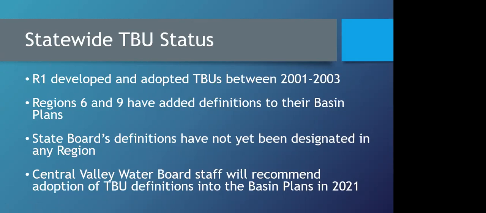So Region 1 developed their TBUs back in 2001 to 2003. They had a very different context, of course, than the rest of the state, and the definitions are slightly different as well. They have not done any additional work on TBU designation since that time, but they have been talking about what their next steps would be in adopting the statewide TBU definitions and doing those redesignations on their current waterways. Region 6 and 9 have added definitions to their basin plans. That is, generally speaking, the accepted first step in this process.